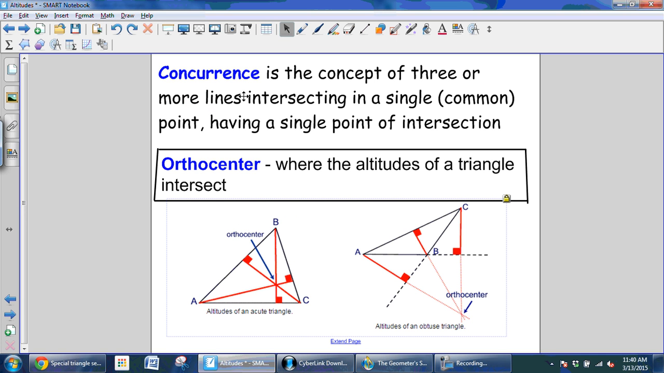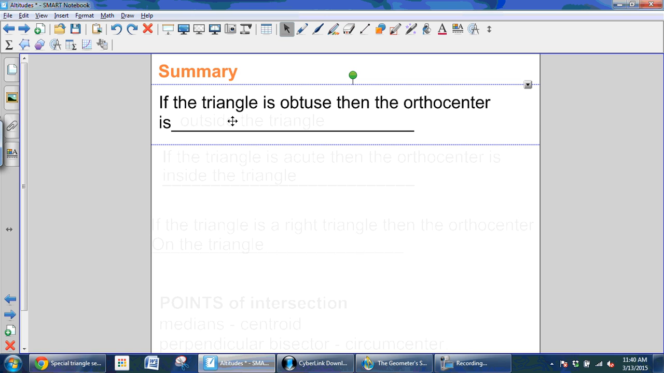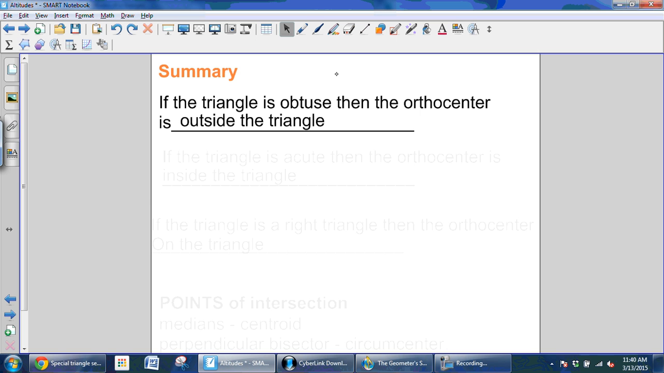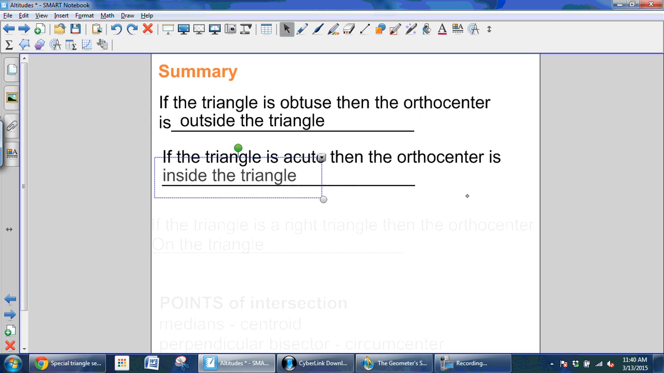All right, so we already went over concurrence. Concurrence just means it's the concept of three or more lines intersecting in a single common point, having a single point of intersection. The orthocenter is where the altitudes of a triangle intersect. In an acute triangle, the orthocenter is inside, and in an obtuse, the orthocenter is outside. Okay, let's summarize this a little bit. If the triangle is obtuse, then the orthocenter is outside the triangle. If the triangle is acute, then the orthocenter is inside the triangle.